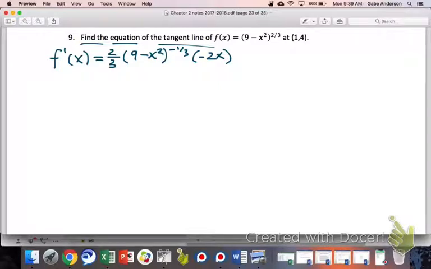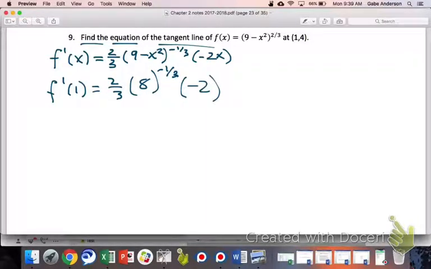It's a plug-in, right? Yep. So I'm going to plug in. The only appropriate plug-in here is the x value of 1. So I'm going to write f prime of 1 equals 2/3, and it's going to be 9 minus 1, which is 8, to the negative 1/3 times negative 2 times 1, which is just negative 2. Anybody know 8 to the negative 1/3 off the top of your head? It's 1/2, right? Doesn't the negative 1/3 mean flip it down? So it's really this. I'll go through the steps for you.